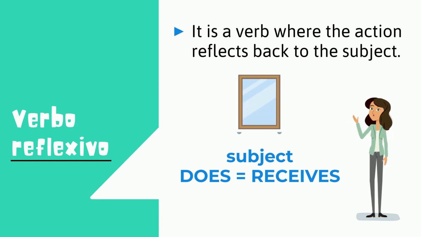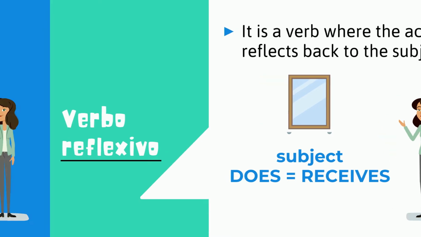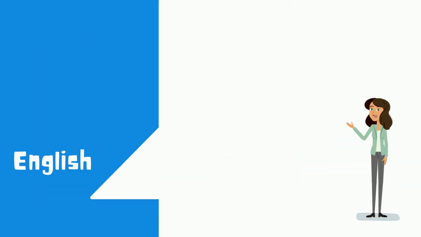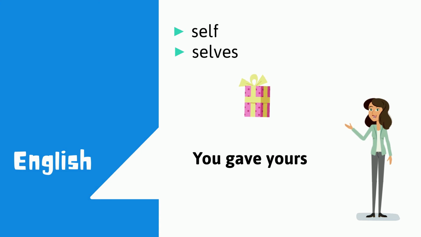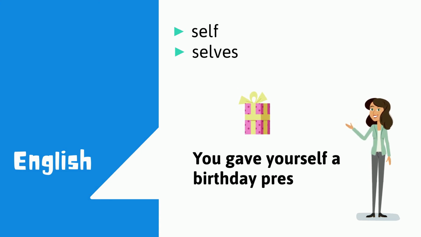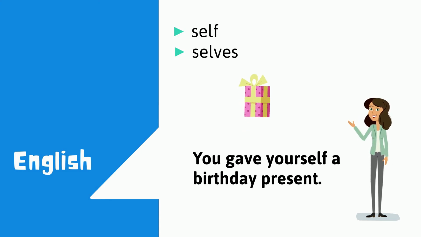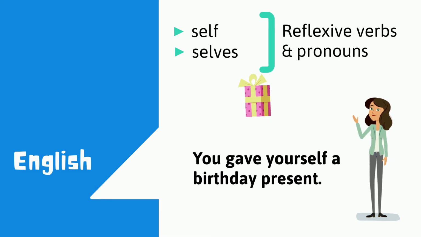Reflexive verbs use reflexive pronouns to link the verb to the subject. In English, the words self and selves are used to convey these actions. An example would be, you gave yourself a birthday present. In Spanish, instead of using self and selves, you use the reflexive verbs with their corresponding reflexive pronouns.